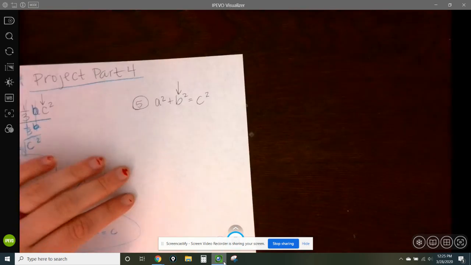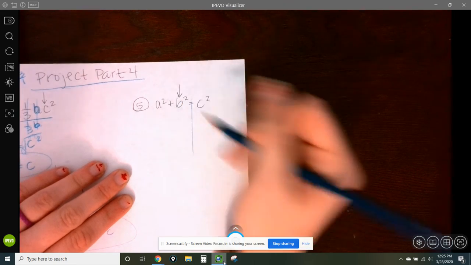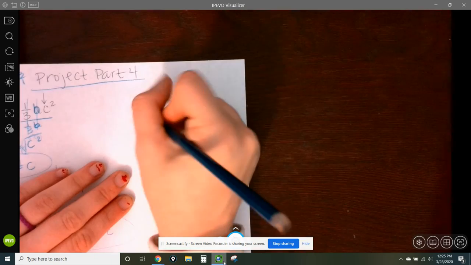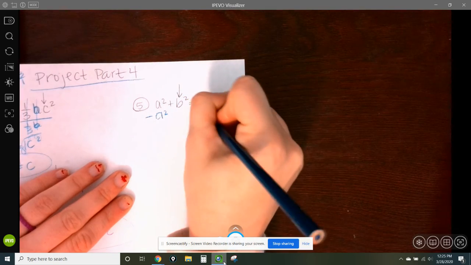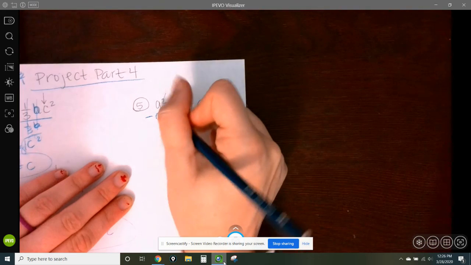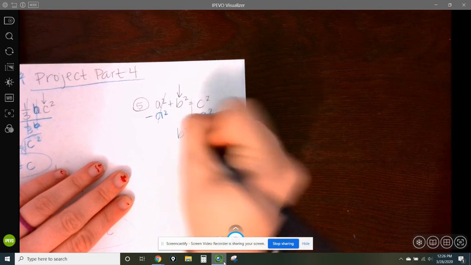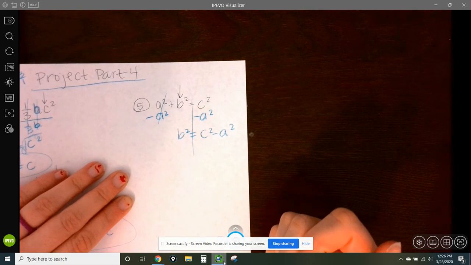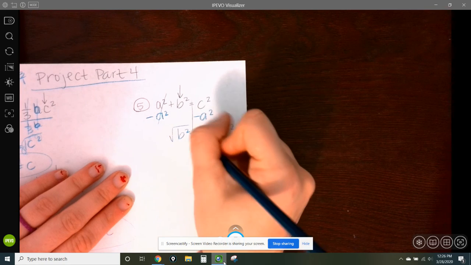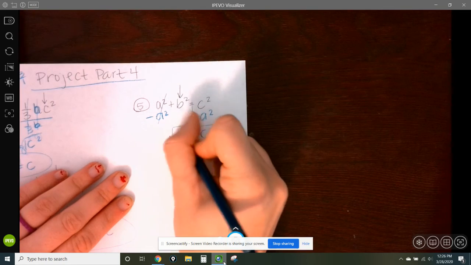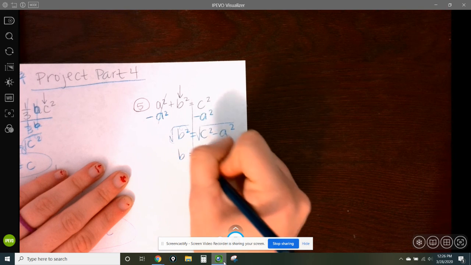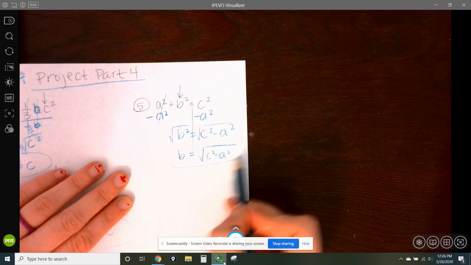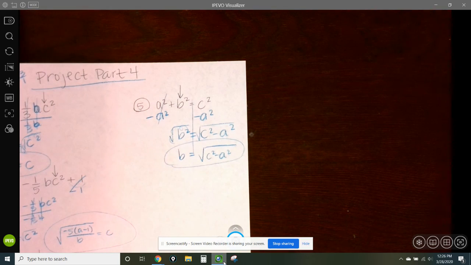One more. I'm trying to solve for b here. Right now I have b being squared and it's being added to a squared. I'm going to have to deal with that addition first, so I'm going to subtract a squared from both sides. On the left I have b squared, and on the right I have c squared minus a squared. To get b by itself, I'm going to have to do the square root again because it was being squared. So I end up with b on the left, and on the right I have the square root of c squared minus a squared. There you go. That's your final part of the project.